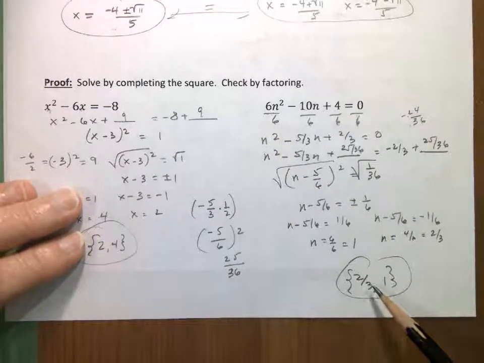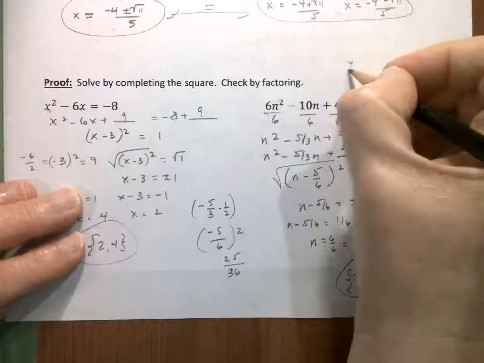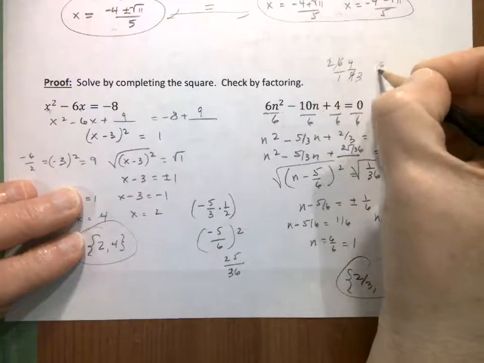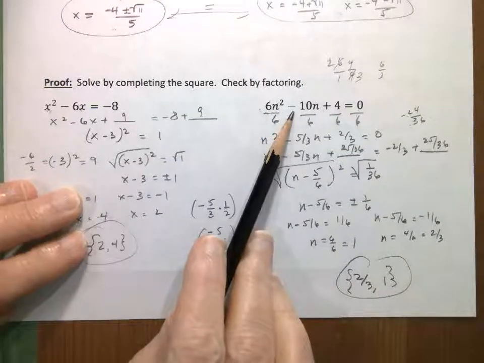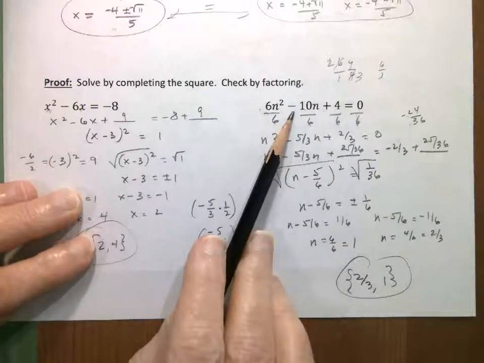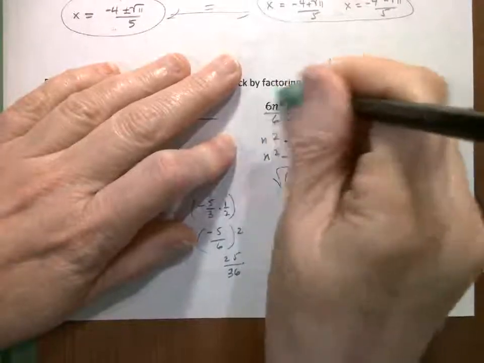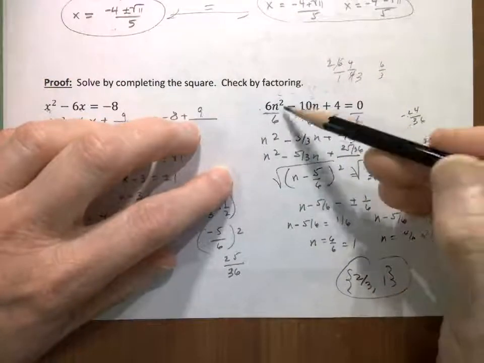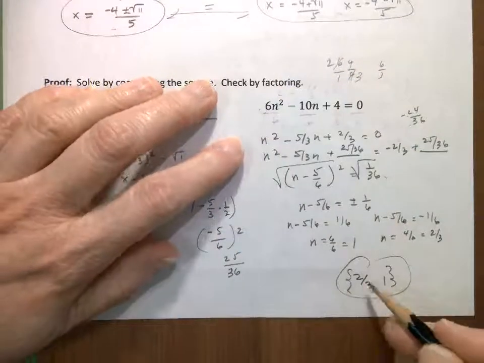2/3 squared is 4 over 9. So 4 over 9 times 6 is going to give me 6 over 3, which is 2. So 2 minus 20 over 3. So let's do these all with the same denominator. That'll be easier. So if I take 2/3 and I square it, let me erase these 6's here. 2/3 and I square it, that's going to give me 4 over 9.